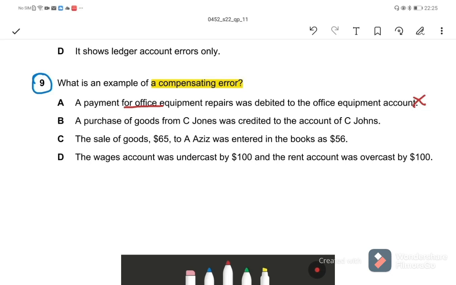A purchase of goods from C. Jones was credited to the account of C. Jones. This is not a compensating error. The sale of goods 65 to Aziz was entered in the books as 56. This is transposition.